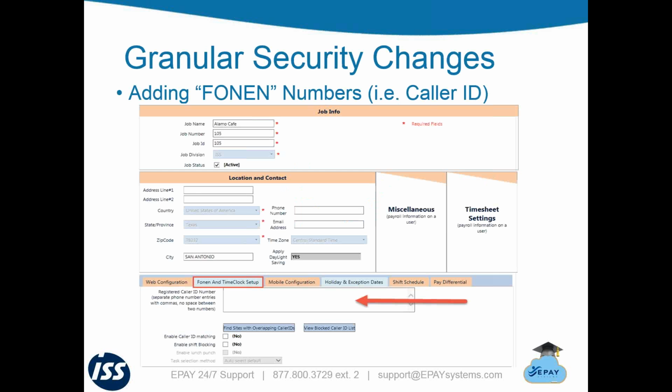So every job record has a tab called phone-in and time clock setup. In that tab, there is an open white space in which you would key in your registered caller ID number. So basically, numbers that you have verified are the numbers that the employee will be calling in from, and you'll just put them in there straight with no punctuation. It'll just be the area code and the phone number. So you're looking at 10 digits. And if you have multiple numbers, you're going to separate them by commas. No spaces, nothing, just 10 digits, comma, 10 digits, comma, and so forth.